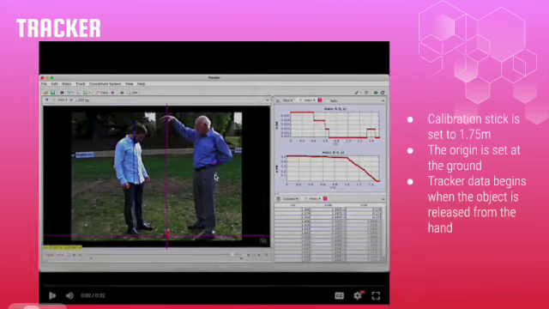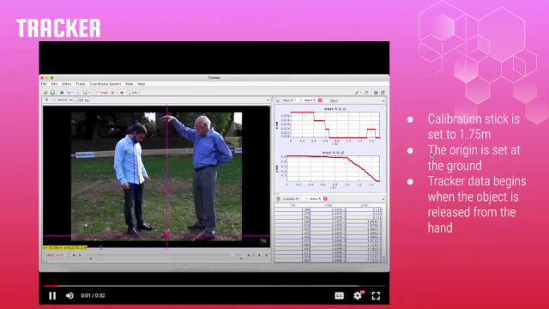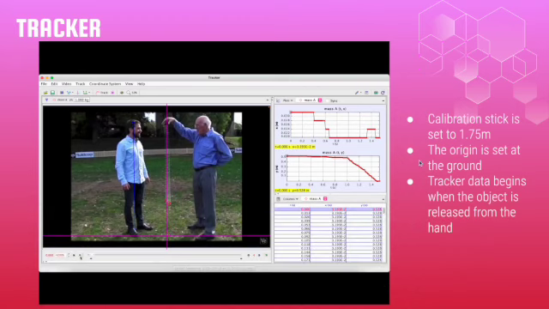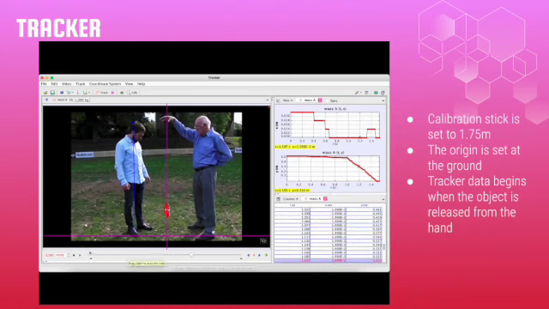Here's Tracker. In Tracker, I set the calibration stick to 1.75 meters. The origin is set at the ground to where the slinky reaches, and the tracker data begins when the object is released from the hand. You can see it playing through, and I just skipped to the end because it's pretty long. You can see the bottom of the slinky and the top of the slinky are together at this point, and it's a pretty constant change in Y position right here.